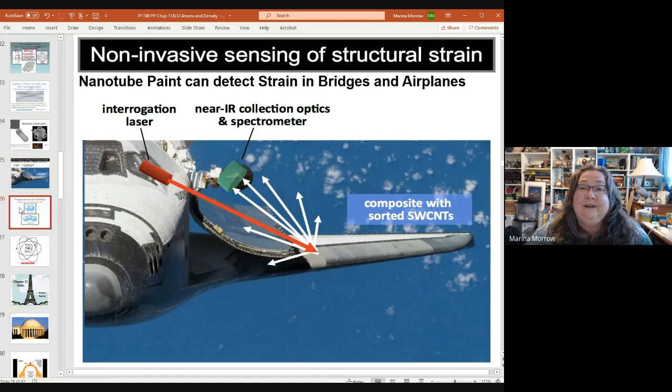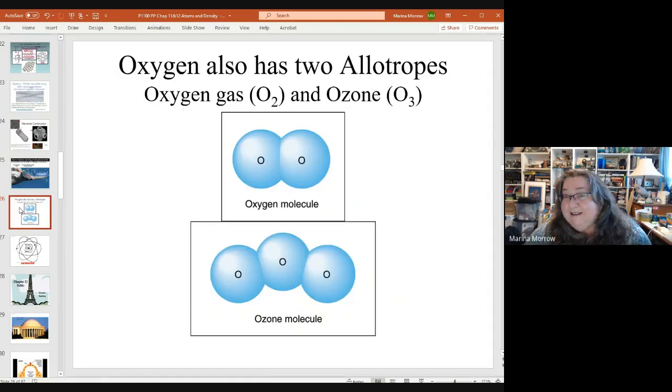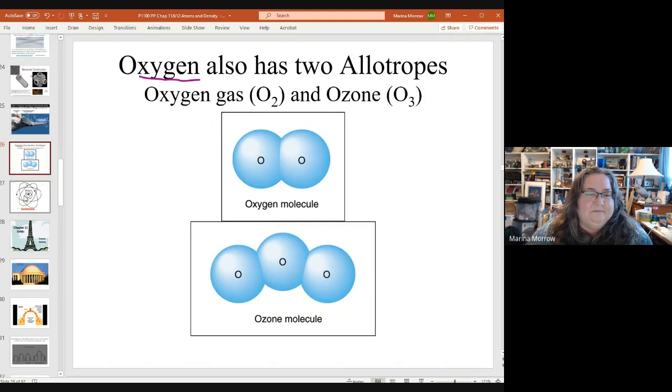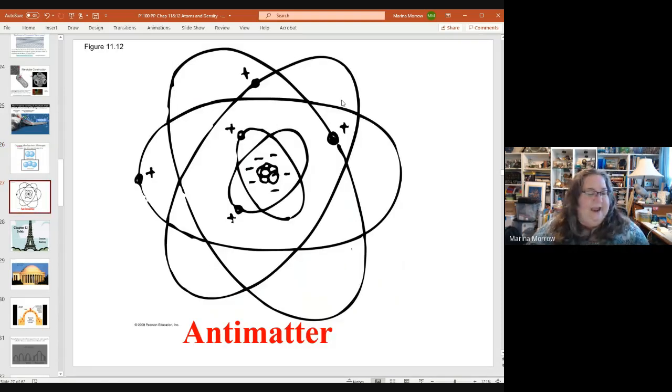Now, a material that is maybe a little bit less exciting but has two allotropes is oxygen. Oxygen gas is O2, but there's also the oxygen molecule O3, another form of oxygen gas. Okay, so we're not really covering antimatter very much, but what is antimatter? Well, it's the opposite of regular matter in terms of charge, mostly.